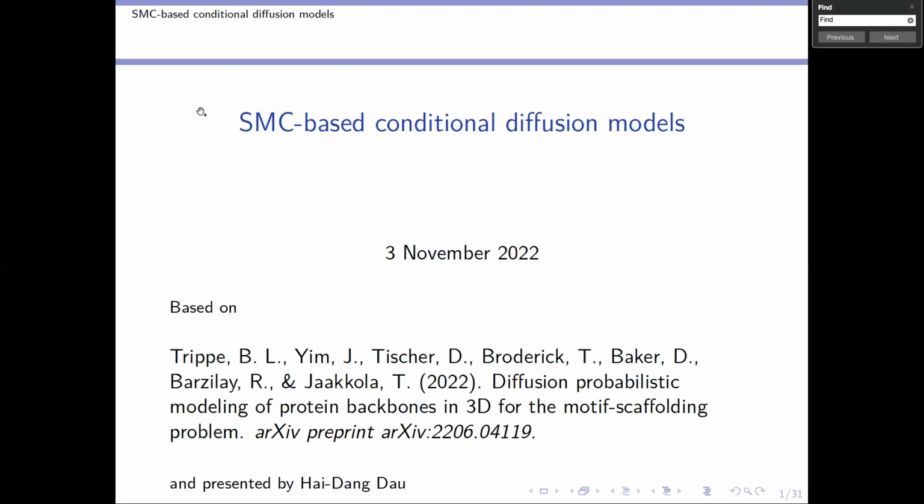So thank you for inviting me. I'm going to present the SMC-based simulation for conditional diffusion models. This paper came out a few months ago, and I don't know if you have read it yet. The language in which it is written is very specific to biology and protein and so on, so it does not look very accessible, but the underlying idea is very interesting, and there are a lot of open questions regarding this. That's why I decided to present this today.